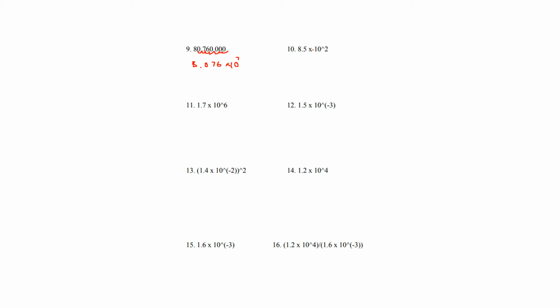Number 10 here. Number 10 is already in scientific notation, but they want you to change it into standard notation. So this is 8.5 times 10 to the power of 2, or just 100. And you could work backwards. So with 8.5, we need to move the decimal over to the right 2 places because it's the opposite, right? So it's 1, 2. So it's 850. That's your answer for number 10.